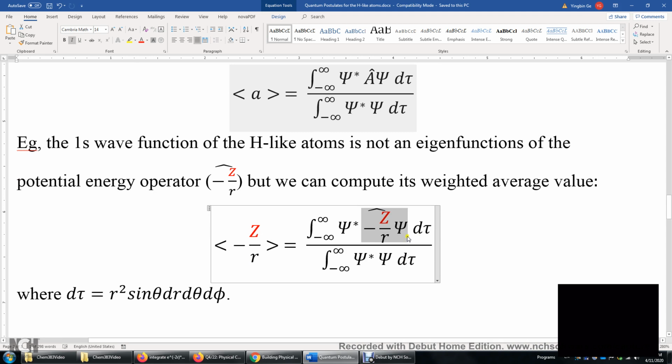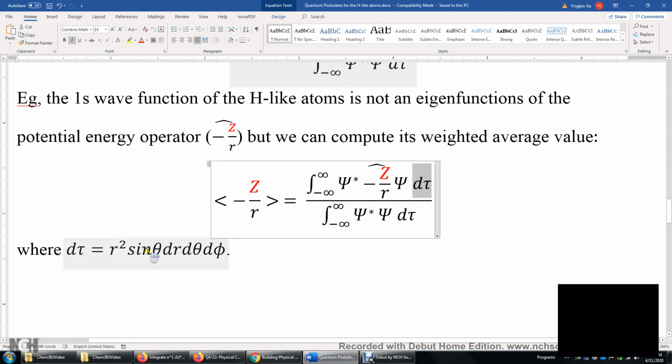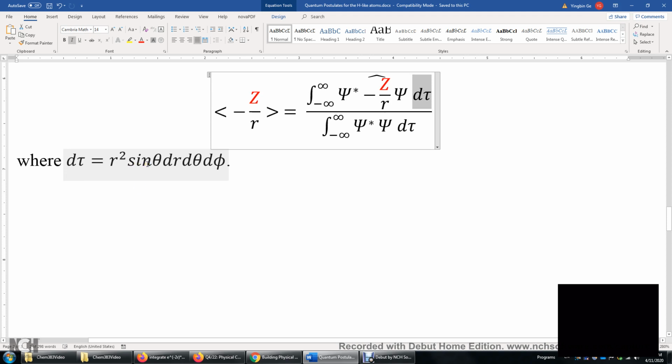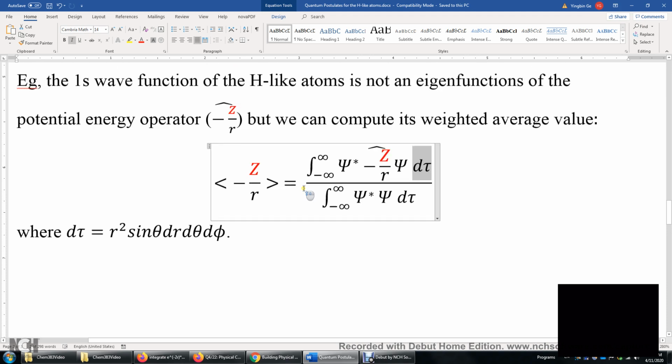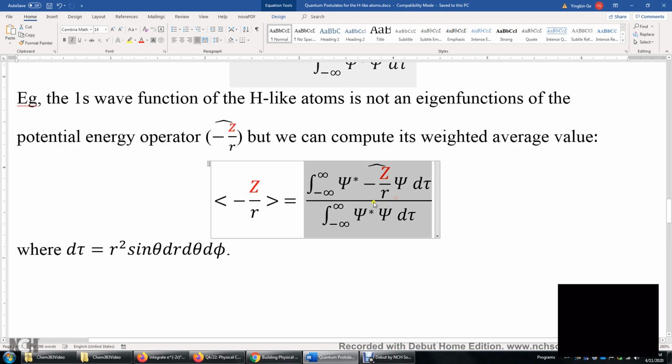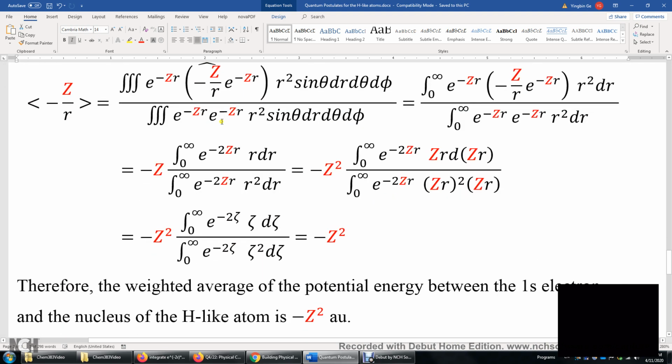And fortunately, this operation is a simple multiplication. It's negative Z over r times psi. d tau, again, is complicated. It's r squared times sine theta times dr, d theta, d phi in the polar spherical coordinates. So we just need to evaluate these two integrals right here.